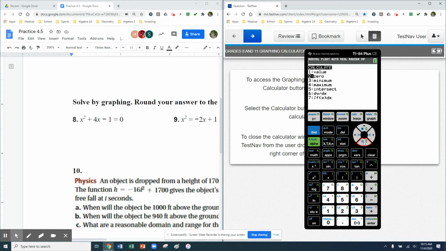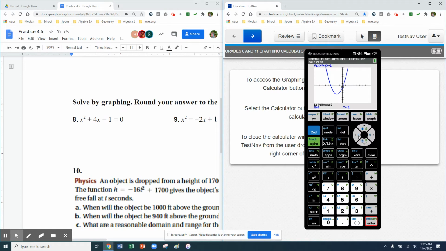So you're going to hit second, trace. If you missed that, you're going to hit second, trace, and then we are going to go to the option that says 0. Here's where that synonym terminology comes in. X-intercepts, zeros, solutions, roots, they all mean the same thing. So 0 is our solution. That's what we're looking for. You're going to hit enter on 0.